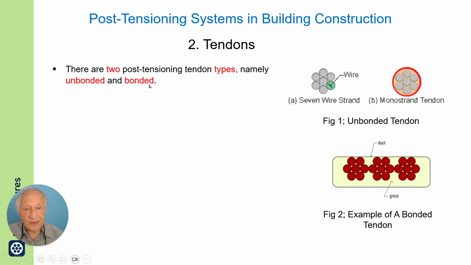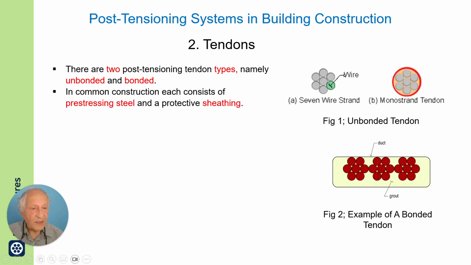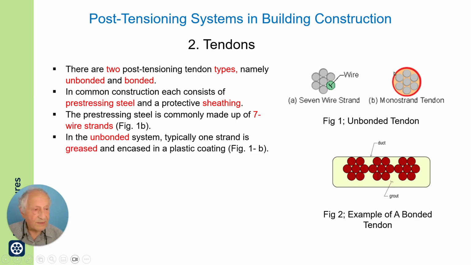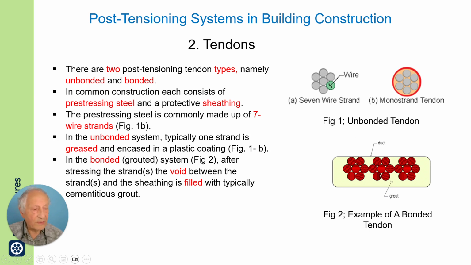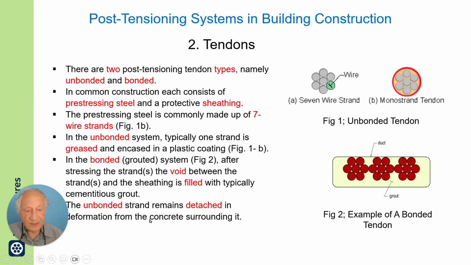Now, what about tendons themselves? There are two types of tendons: bonded, shown at the bottom, and unbonded. The pre-stressing strand is the same in both of them. It is 7-wire. In the unbonded system, the 7-wire pre-stressing strand is greased and encased in a plastic coating. In the bonded system, more than one strand typically are housed in a sheathing, which can be plastic or metal sheet, and the space between them is filled with typically cementitious grout.